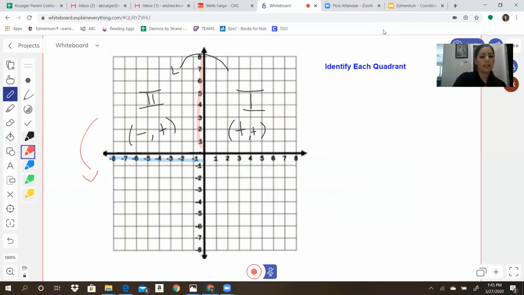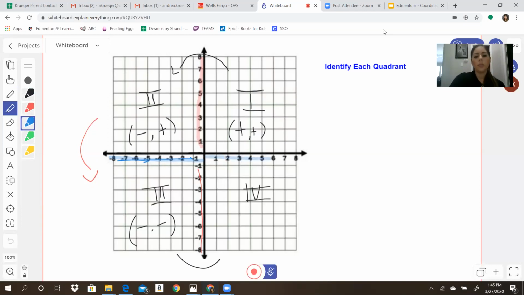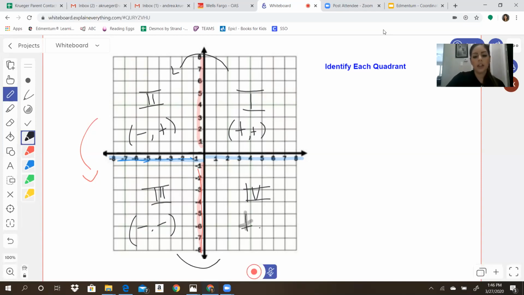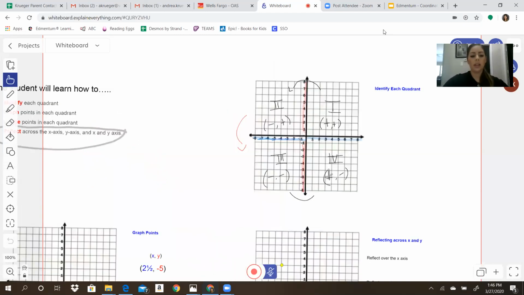Still moving counterclockwise down into quadrant 3. This is our double negative quadrant. So our x's are still negative, but now our y's have changed to negative y. So that's the double negative quadrant. And moving right along into quadrant 4, where our x's are back to being positive, but our y's are still negative. So this is our positive negative quadrant. Okay, so you need to be able to look at this and say, oh, that's quadrant 1, 2, 3, and 4. Okay, so not too bad.